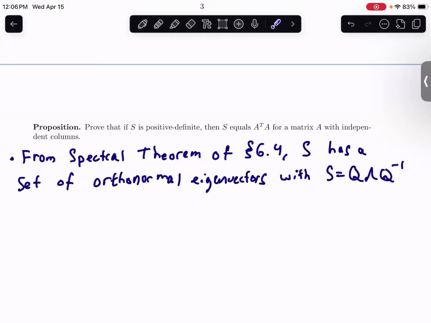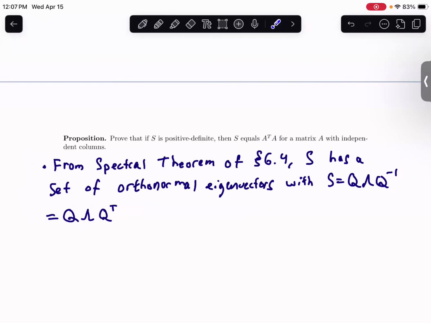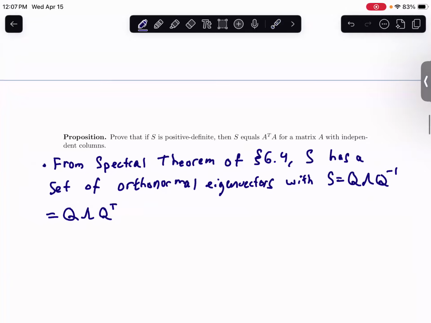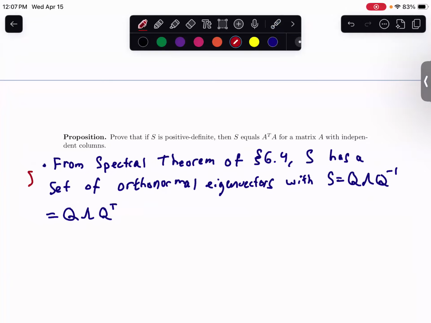And because Q is orthogonal, because the column vectors are given by these orthonormal vectors, the inverse of Q is just given by the transpose. So this is going to be equal to Q, then your diagonal matrix consisting of your eigenvalues, and then Q transposed. I'm just changing the Q inverse to the Q transpose. They're equal to one another in this case. And so we're really just making use of symmetry here, right? We're just making use of the fact that S is symmetric.